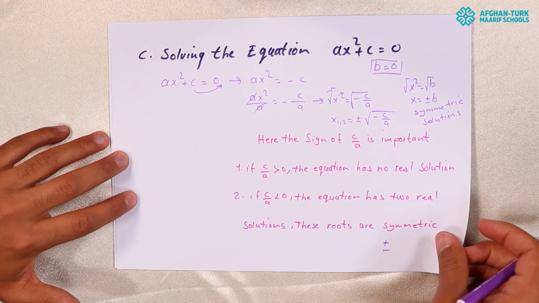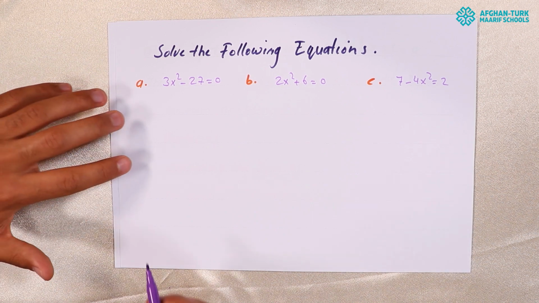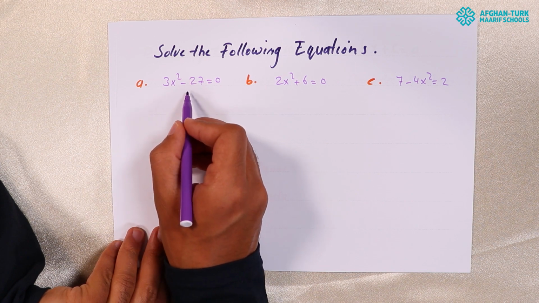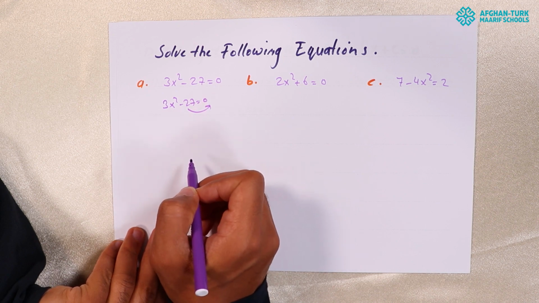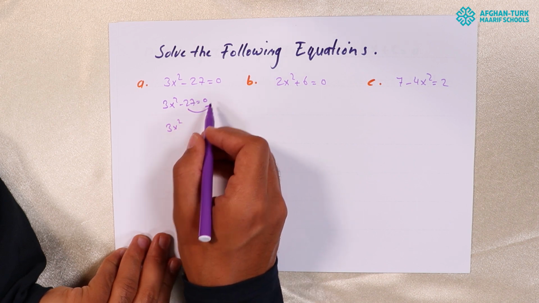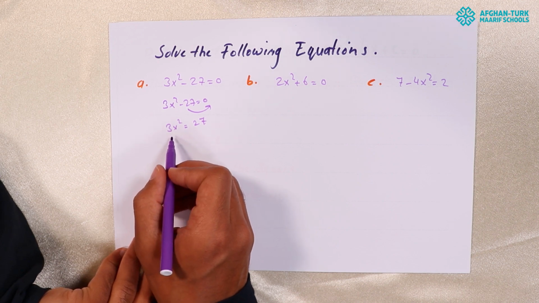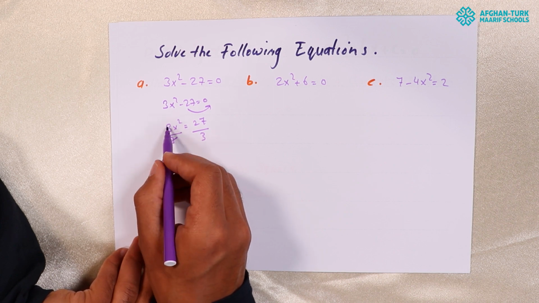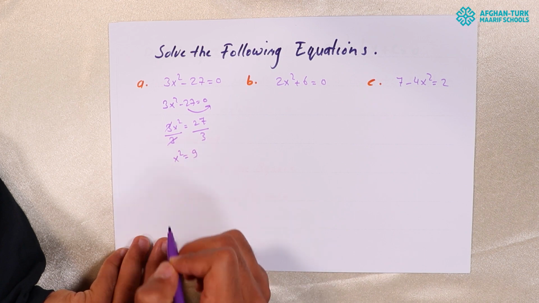Okay, let me solve some questions. Okay, 3x squared minus 27 is equal to 0. First of all, we have to what? We have to move minus 27 to the other side of the equation. So it will be plus, okay, 3x squared is equal to 27. We have to divide both sides of the equation by the coefficient of x squared. So 3 cancels with 3. 27 over 3 will be 9. x squared is equal to 9.